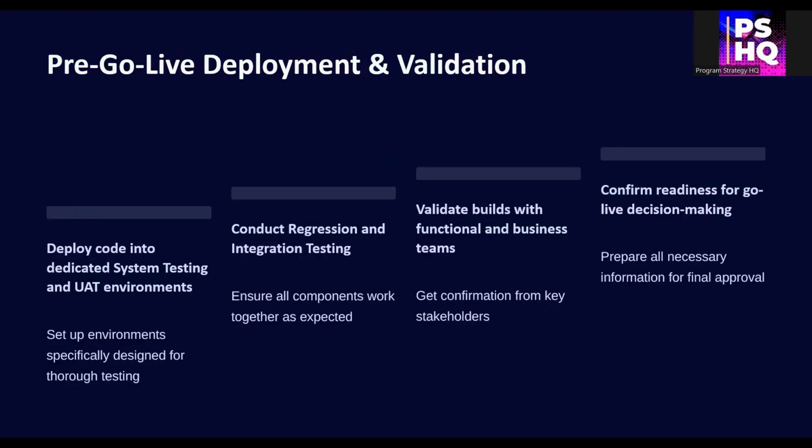Firstly, deploy the tested code to your system testing and UAT environments. These are controlled areas where the system is stress tested under real-world scenarios, run regression and integration tests, validate builds with functional teams, and gather inputs from business stakeholders. Everything should be reviewed and validated to support a confident go-live decision.